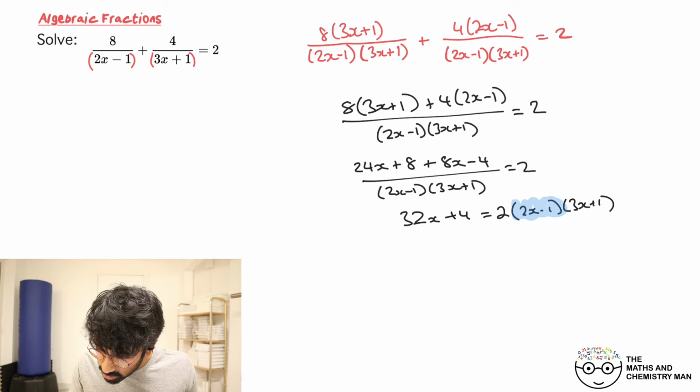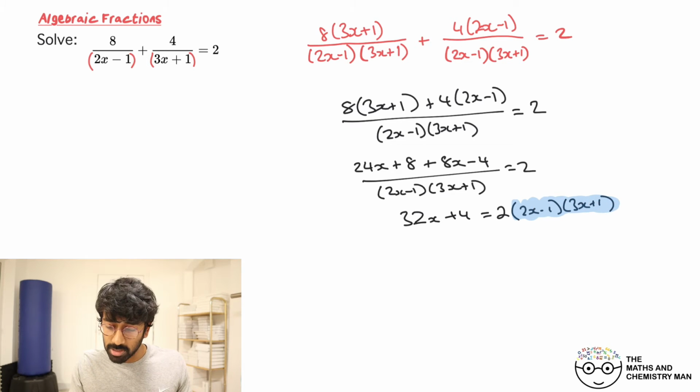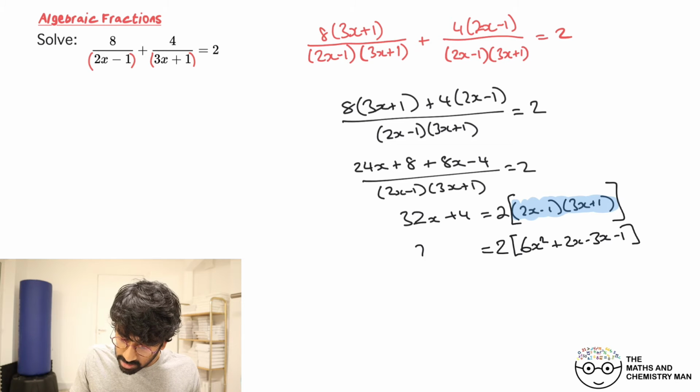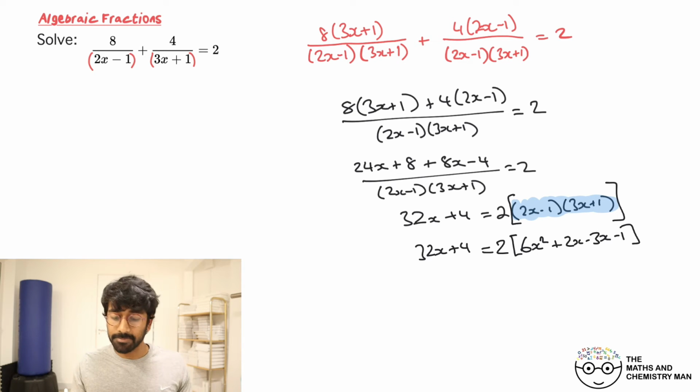Okay, next thing, I think let's start expanding these two double round brackets over here. So let's get these expanded. The 2 I'm just going to leave here on the outside for the time being. Okay, so bam, bam, bam, bam. So 2, and let's get expanding there. What are we going to get? We're going to get 6x squared plus 2x minus 3x and minus 1. Boom. And still have 32x plus 4 on this side.